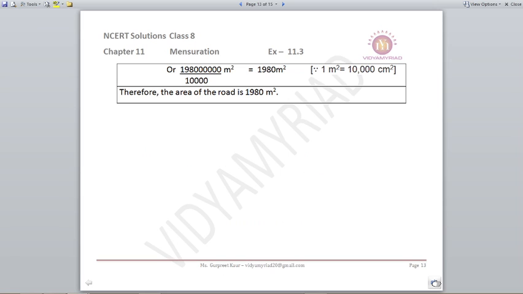That can be easily converted into meter square because we know 1 meter square is equal to 10,000 centimeters square. So we will divide it by 10,000 in order to convert it into meter square. So that comes out to be 1980 meter square. That is the area of the road to be covered.